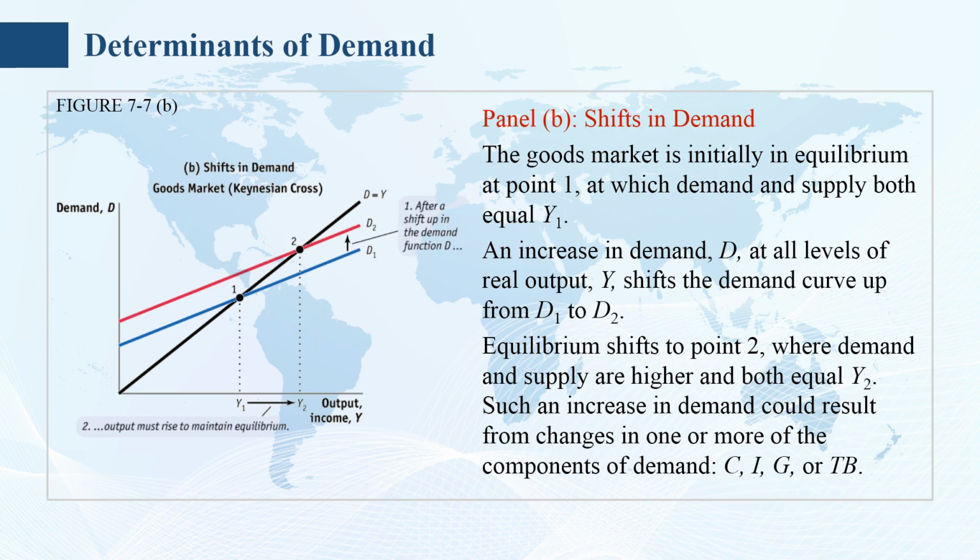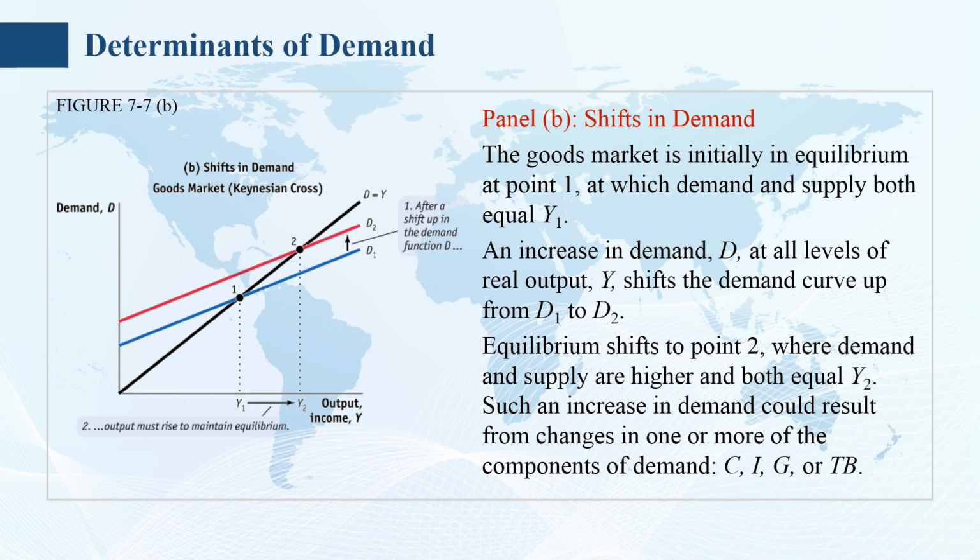Figure 7-7b shows shifts in demand. The goods market is initially in equilibrium at point 1, at which demand and supply both equal Y1. An increase in demand D at all levels of real output Y shifts the demand curve up from D1 to D2. Equilibrium shifts to point 2, where demand and supply are higher and both equal Y2.